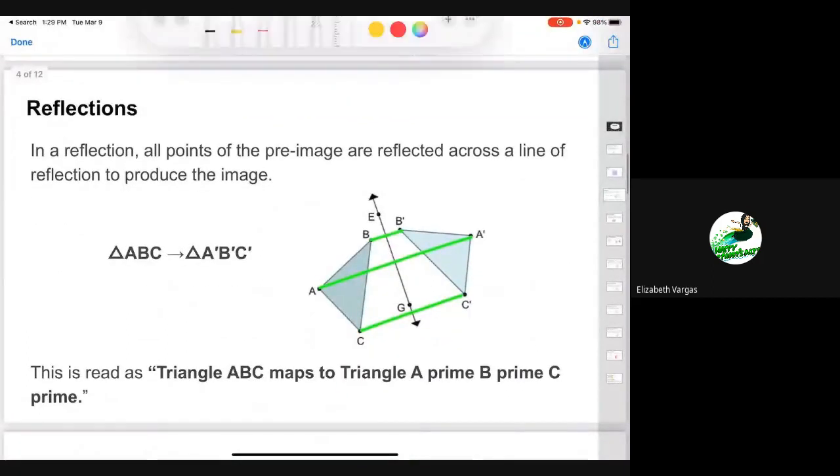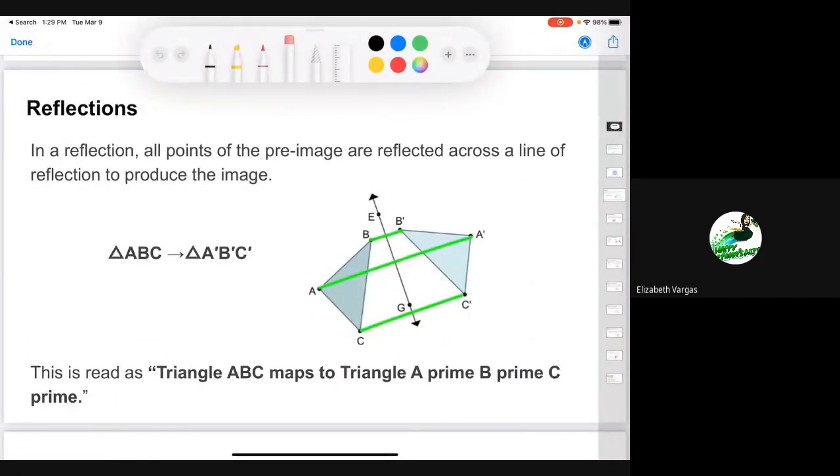Okay, so a reflection. In a reflection, all the points of the pre-image are reflected across a line of reflection to produce an image. So there's always going to be a line of reflection where that reflection takes place across. In this instance, this would be our line of reflection, and what it does is it basically takes our pre-image. Again, the pre-image is that which does not contain that prime notation. The pre-image is flipped across that line of reflection to create a resulting image. And so that's what we see here.